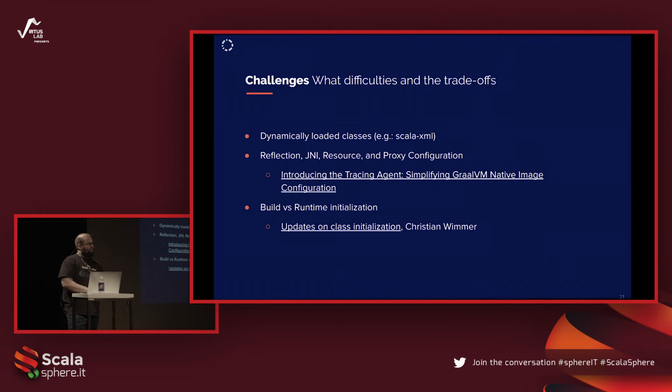Other things I think I already referred to in the morning, I'm not pretty sure. If you have reflection, JNI, resource usage, or proxy configuration, you might have to configure this by hand, like a JSON file describing it. But again, you have a tracing agent that you can run your application with, on the normal JIT VM. By running through all your code, you will be able to generate these files without that much effort and achieve the same result.